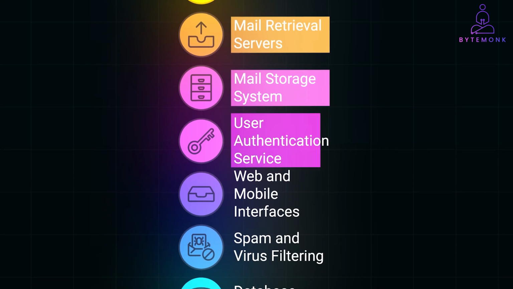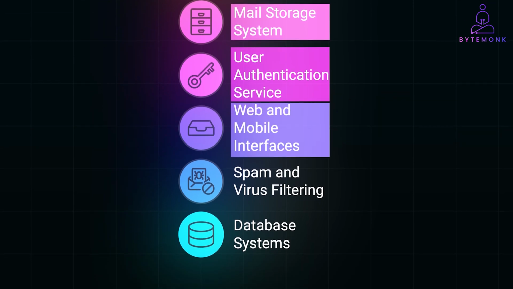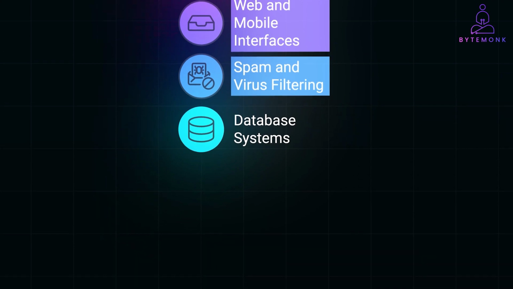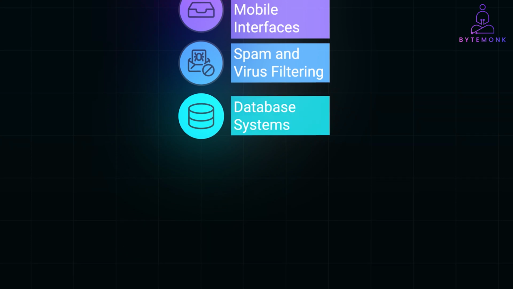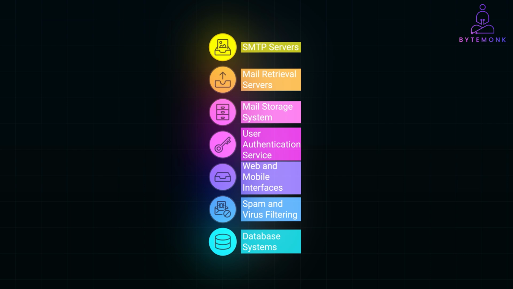You can also think of a user authentication service that keeps user logins secure. A web and mobile interface for users to access and interact with their inboxes. A spam and virus filtering service that protects against unwanted and malicious content. And then of course we'll have database systems to store metadata, user profiles, and email indexing information. Let's explore each component, its function, and how they interact with each other.